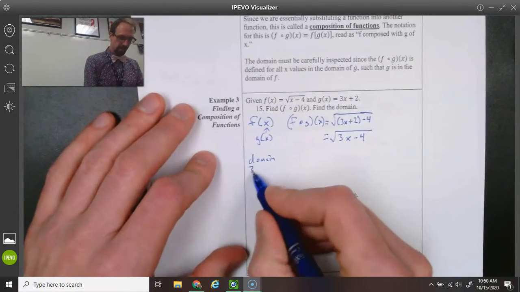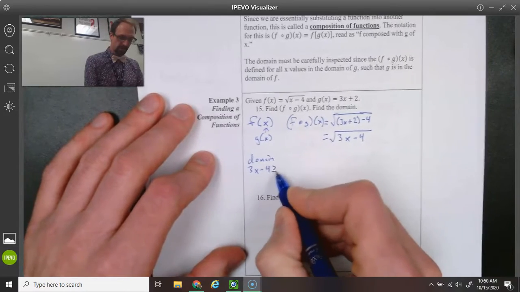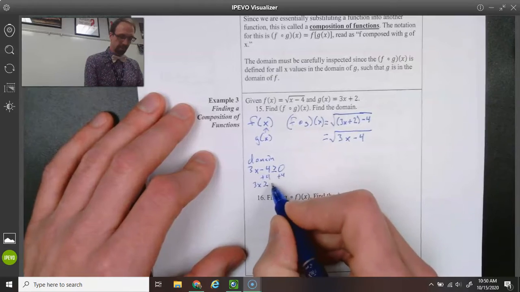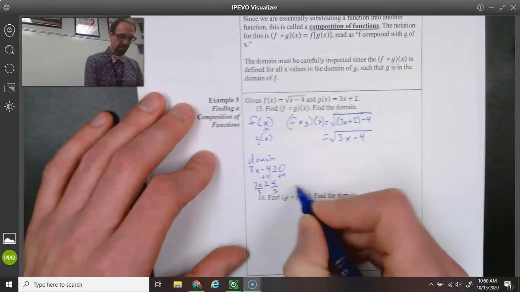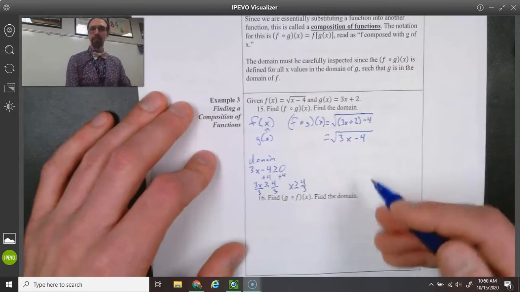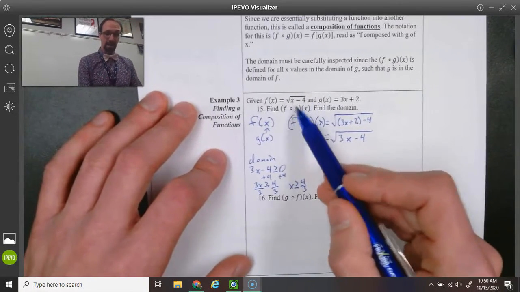So I'm going to set 3x minus 4 greater than or equal to 0. Add 4 on both sides. 3x greater than or equal to 4, divide by 3. So I have x is greater than or equal to 4/3. That's part of the domain. However, we also need to keep in mind what's happening here with this as well.